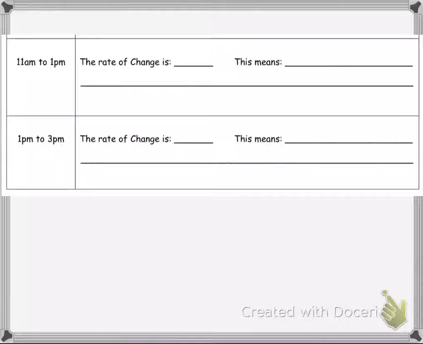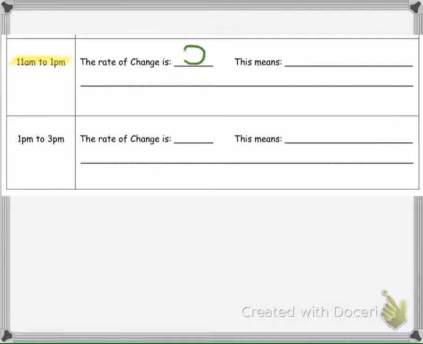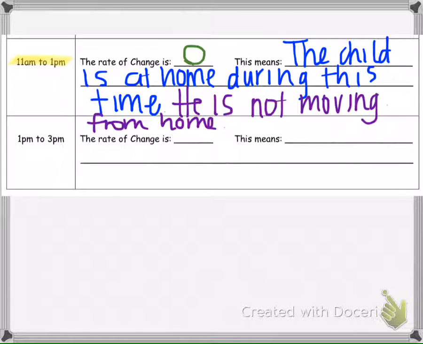Okay, next we want to go from 11 a.m. to 1 p.m. So from 11 to 1, the rate of change is 0 because the child is not moving. If we look here, that's 0. So 0 distance from home means the child is at home during that time. He is not moving from home.